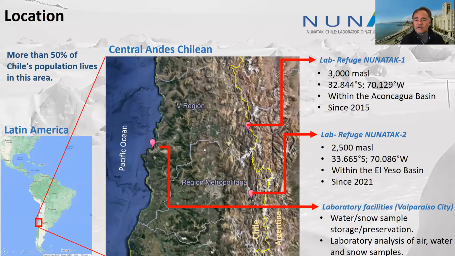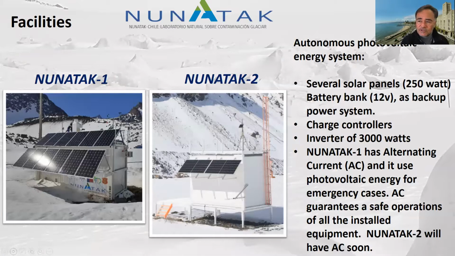The NUNATAK are equipped with an autonomous photovoltaic energy system with several panels, a battery bank as a backup power system, and a charge controller inverter. In addition, NUNATAK 1 has alternating current, and it uses photovoltaic energy for emergency cases, guaranteeing a safe operation of all the installed equipment. And NUNATAK 2 will have current soon. But at the moment, we can operate it with the solar panel and battery.